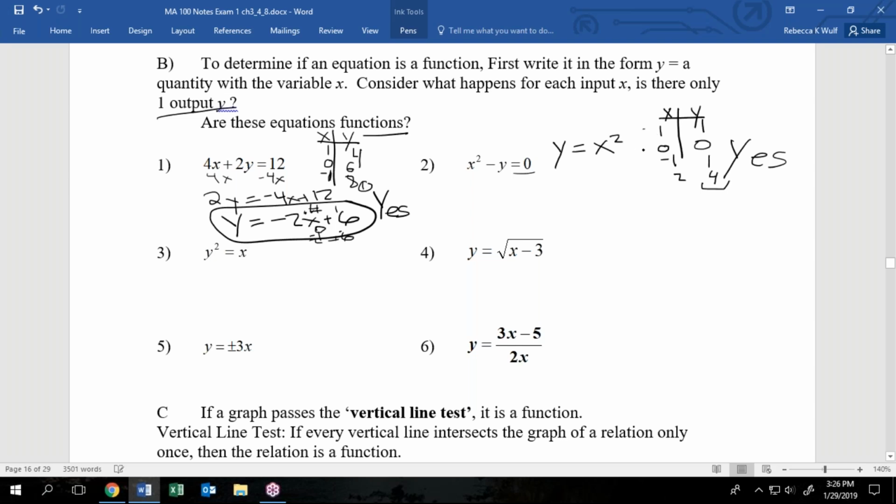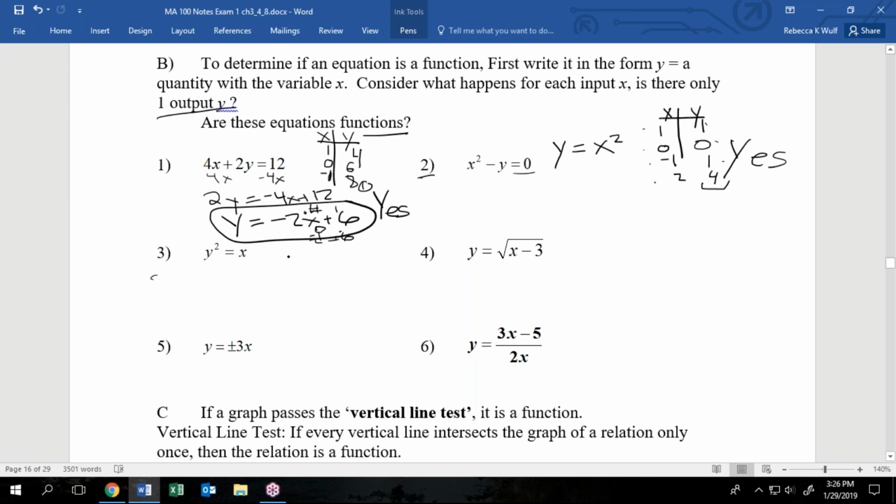For each distinct x that I put in, I got out one value for y. I can have repeating y values, that's okay. But for each x I put in, I just got one answer. All right, again, I think it's going to help to see some that maybe don't work. So how is number 3 different than number 2? They both involve a square value. Okay, but on number 3, y squared equals x.